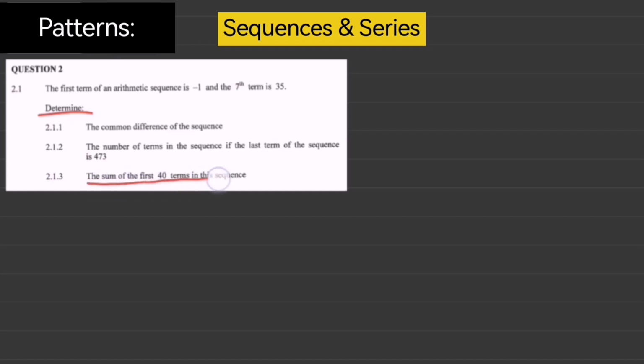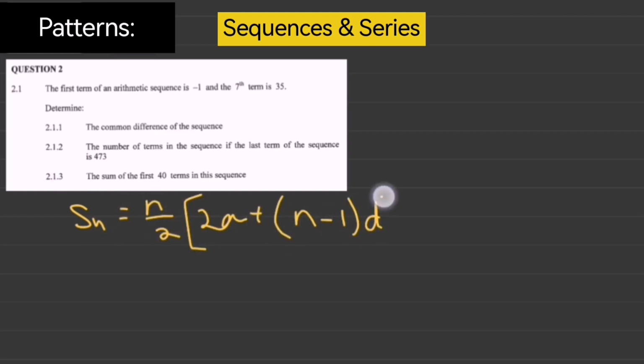Determine the sum of the first 40 terms in the sequence. So here we can just straight away make use of the sum formula. I'm going to go ahead and do direct substitution.